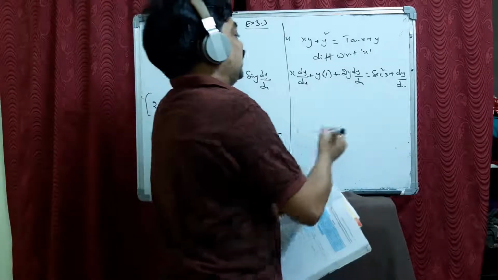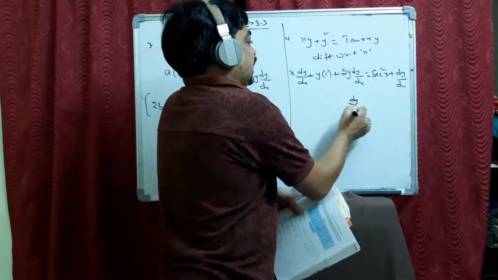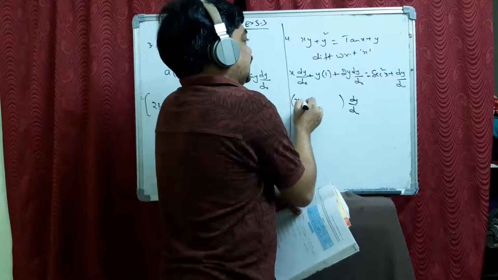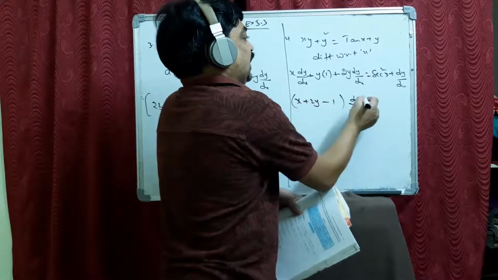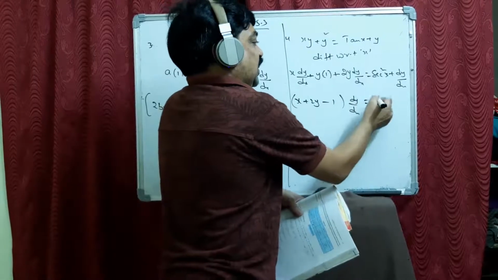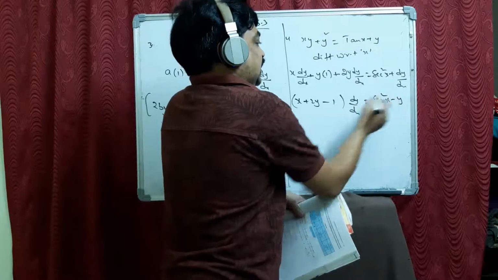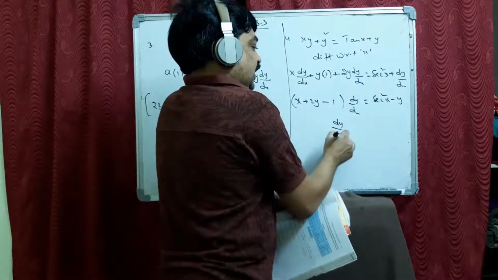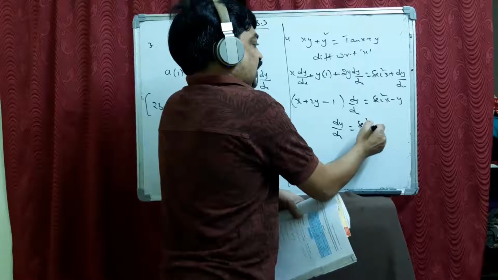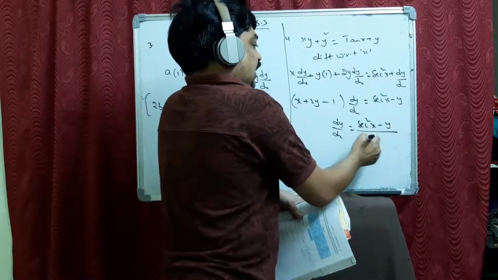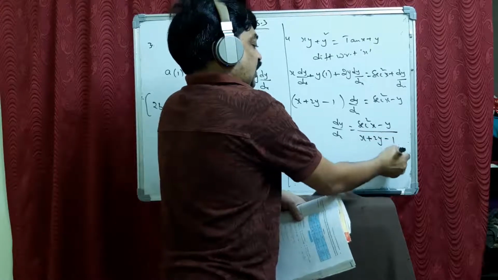Now let us bring all the dy by dx terms towards the left side. It becomes x plus 2y minus 1. And bring all the other terms to the right side. It becomes secant square x minus y. So dy by dx becomes secant square x minus y by x plus 2y minus 1.